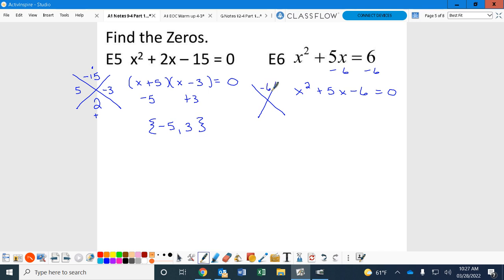Negative 6, guys. Come on. Come on. Gotta start thinking.